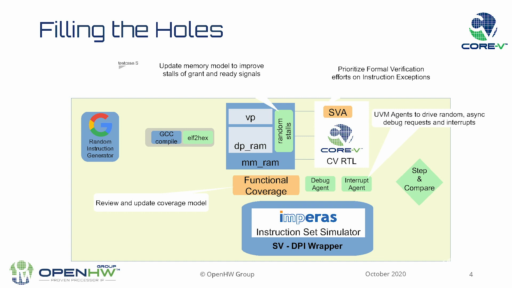We asked the formal team to prioritize the work on exceptions. Exceptions is the area where formal is particularly well suited. So we asked them to do that earlier rather than later, and that allowed us, as a verification team, to get bugs into the hands of the designers quicker than we might otherwise.